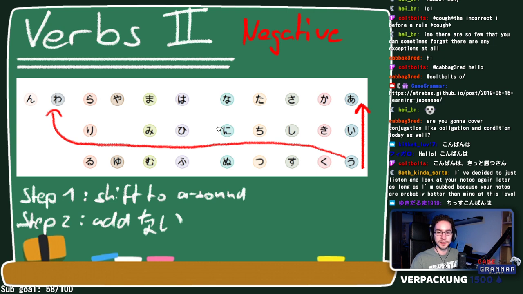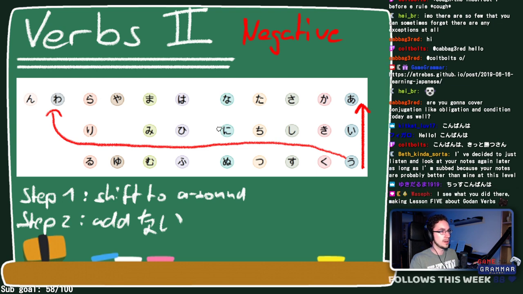I've decided just to listen and look at your notes later as I'm sub because your notes are probably better than mine at this level. I'm glad to hear that. The notes will be there. I tried to work on it today, but I had like a block. So I'll get it done tomorrow. So I did it making lesson 5 about Godan verbs. That is a coincidence, but very good. I'll take it. I'll take credit for it.